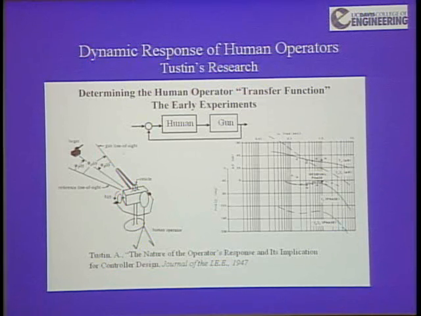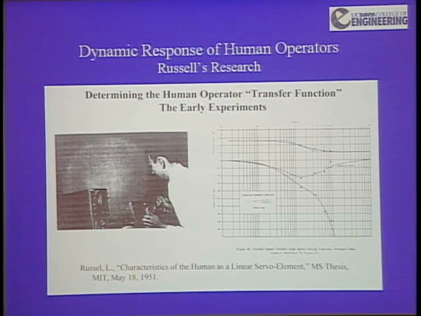Okay. Now, if you go on a little bit, this is Lindsay Russell's master's thesis at MIT. The title of it was Characteristics of the Human as a Linear Servo Element, 1951. There he is there. He's got a little tracking wheel, and there's a display here with a vertical line that's moving left and right, and his job is to keep it centered with the control mechanism. Here are some of his measurements, okay, that he took. Okay, these are Bode diagrams of the transfer function.